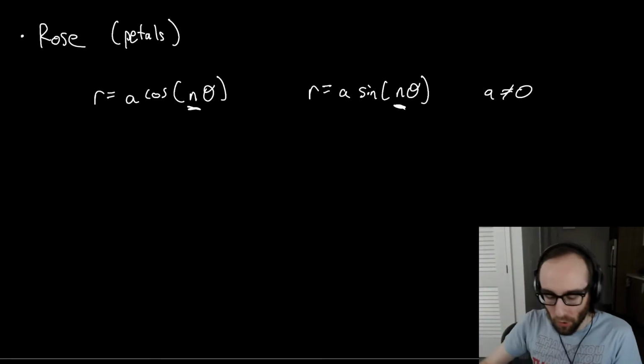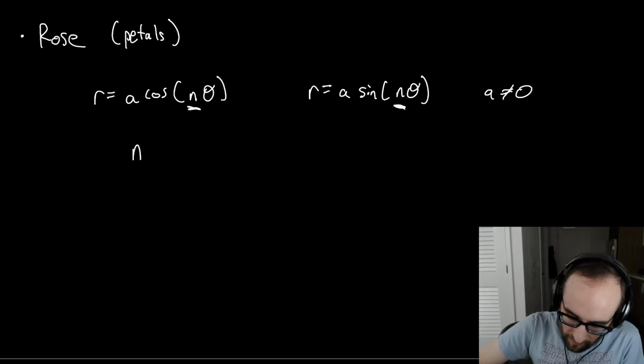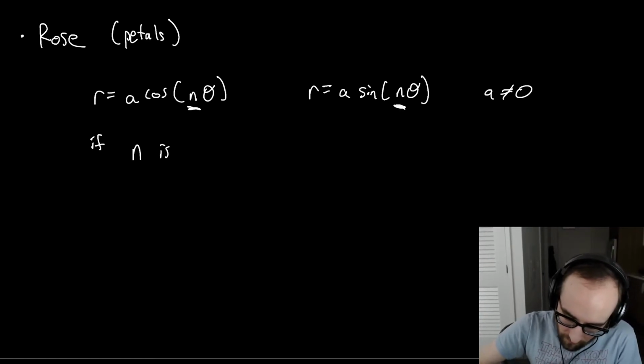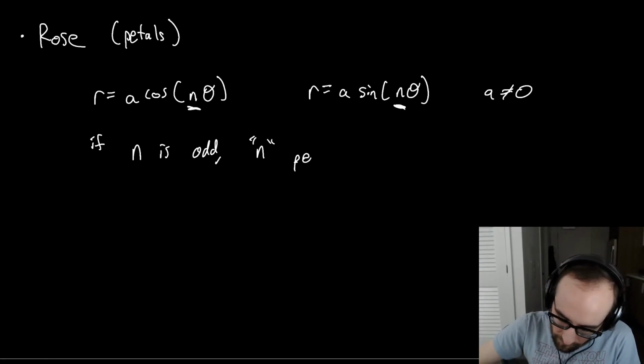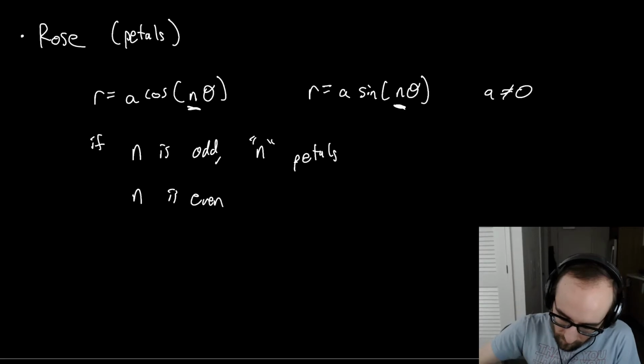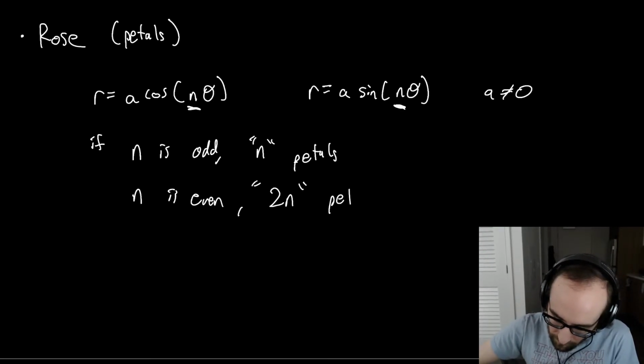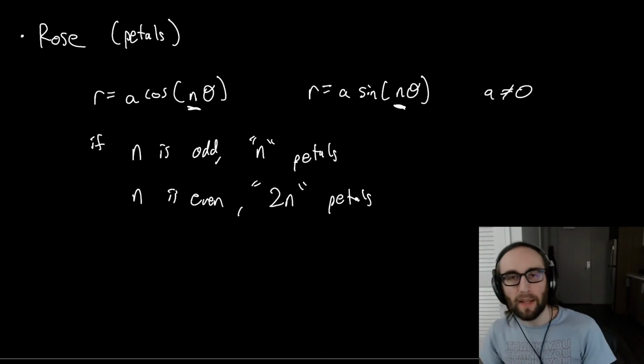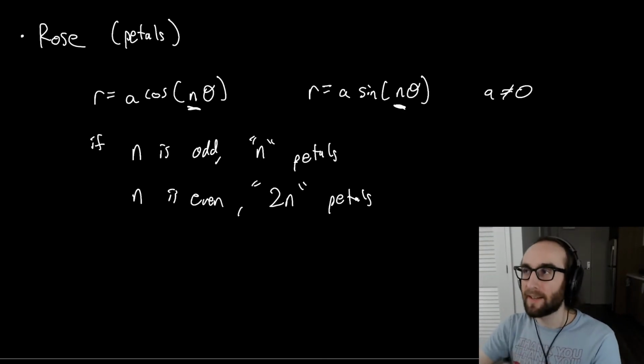Okay, so a couple of quick notes. If n is odd, then we have n petals. If n is even, then we have 2n petals. The number of petals is determined by the number in front of theta in this case.